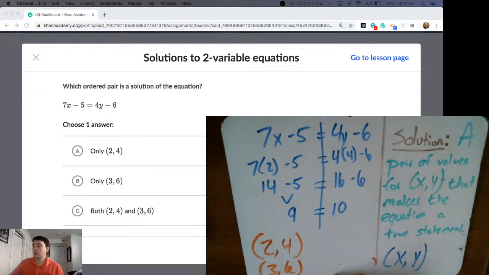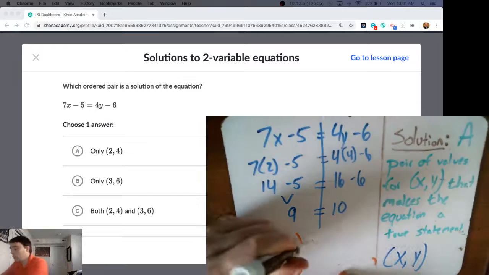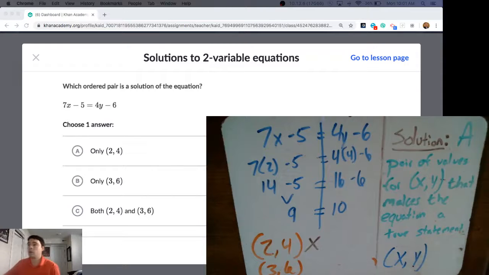So when I plugged in 2 for x and 4 for y into this equation, I was left with 9 equals 10, something that's a false statement. So based on that, I know 2 and 4 is wrong. That cannot be a solution to this equation.